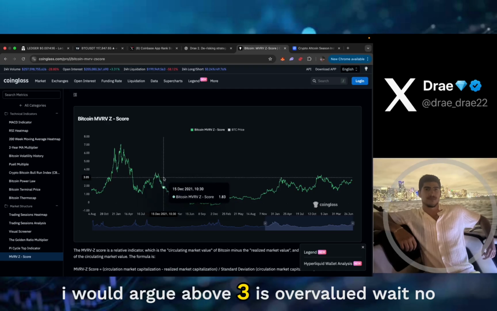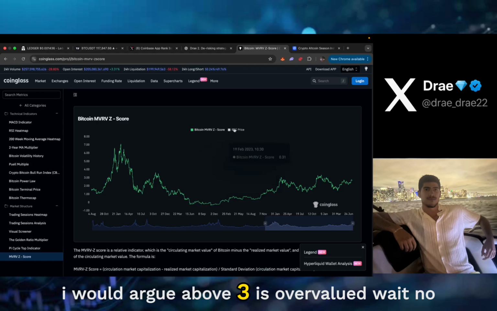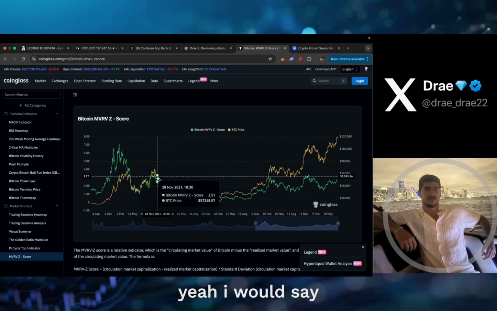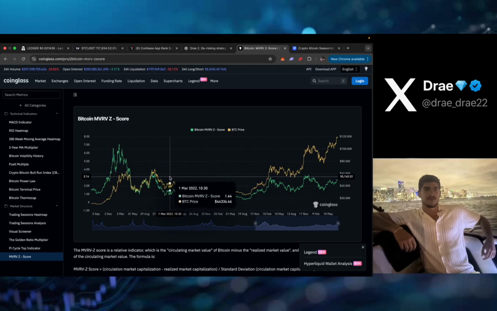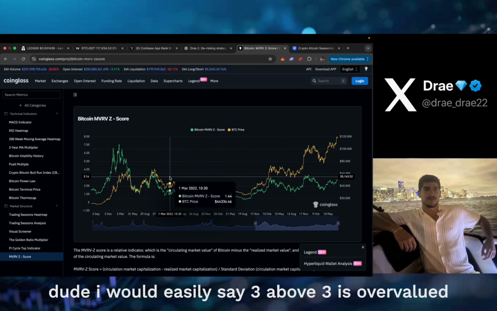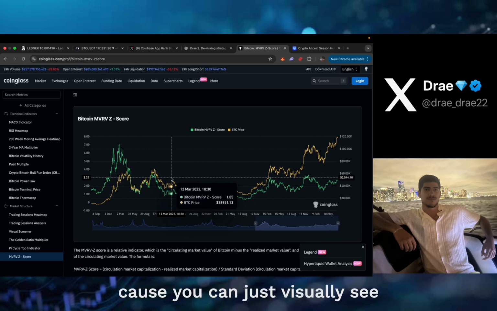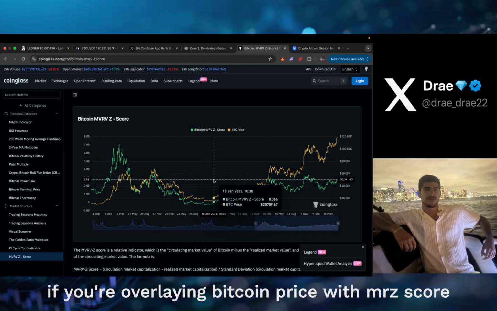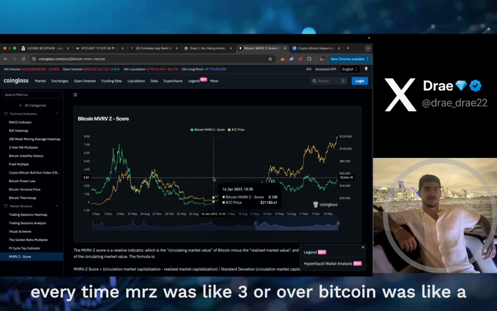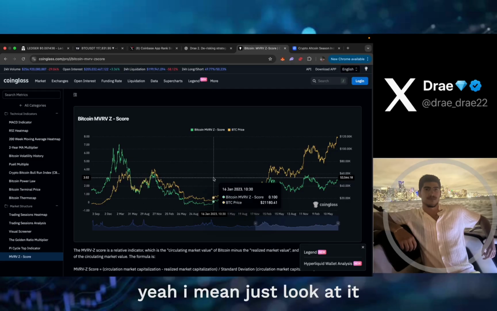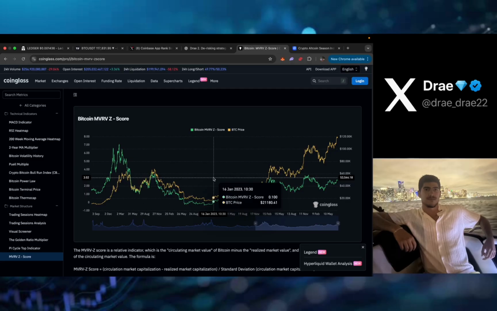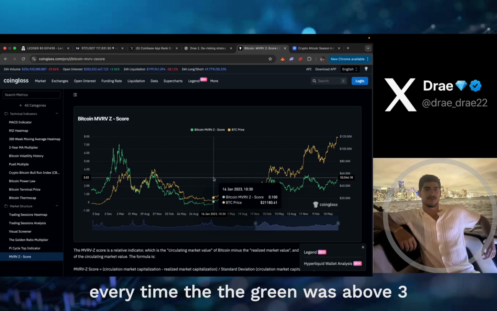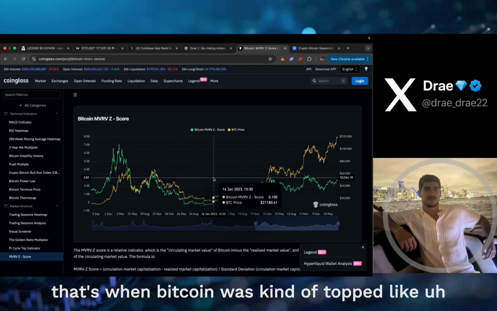I would argue above 3 is overvalued. Wait, no, let me overlay this with Bitcoin price. Okay, yeah. Dude, I would easily say above 3 is overvalued, because you can just visually see if you're overlaying Bitcoin price with MRZ score. Every time MRZ was like 3 or over, Bitcoin was like, yeah, I mean, just look at it. I'm looking at it right now. Every time the green was above 3, that's when Bitcoin was kind of topped.